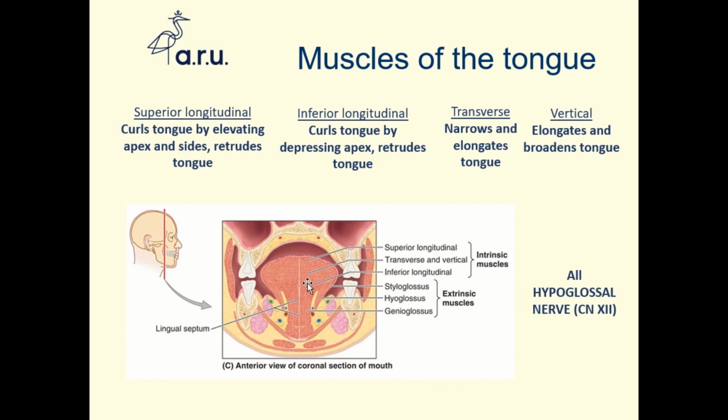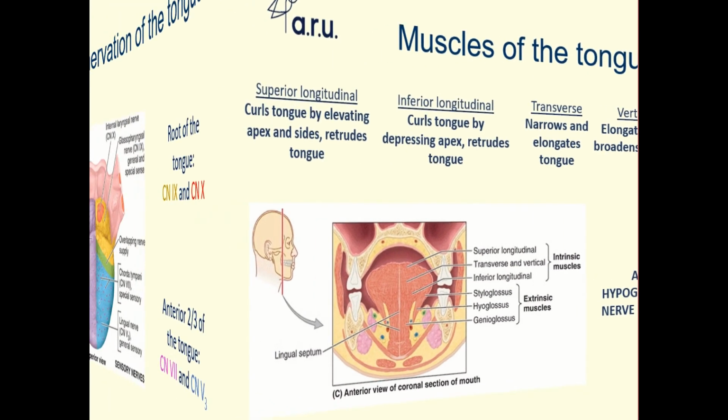The transverse intrinsic muscles narrow and elongate the tongue. The vertical group of intrinsic muscles elevate and broaden the tongue. The good thing is that all these intrinsic muscles of the tongue are innervated by a common cranial nerve, which is the 12th cranial nerve, and that would be the hypoglossal nerve. So just to sum up, all the extrinsic and the intrinsic muscles of the tongue are innervated by the hypoglossal nerve. There's just one exception, and that one exception is the palatoglossus muscle, which is innervated by the 10th cranial nerve, and that would be the vagus nerve.